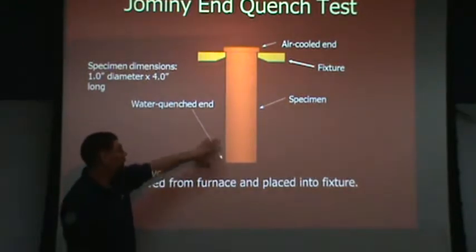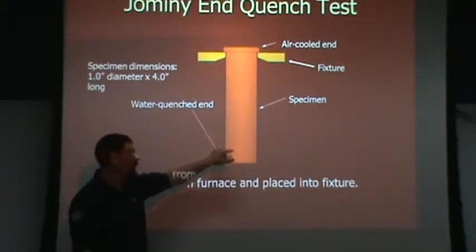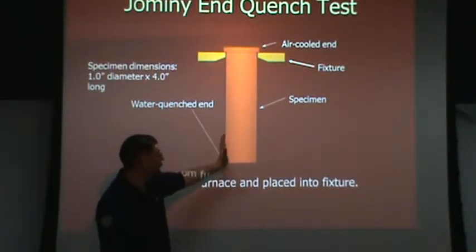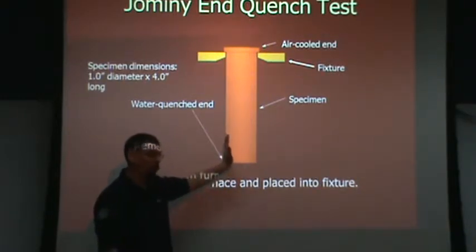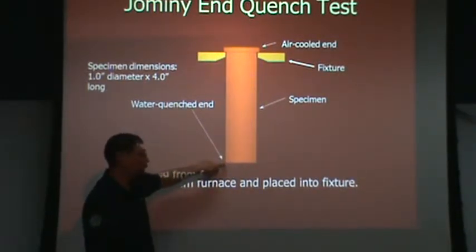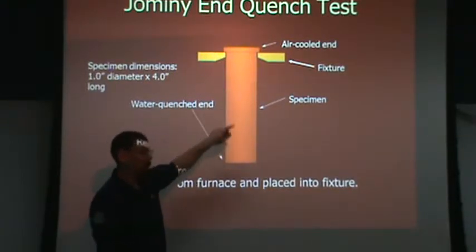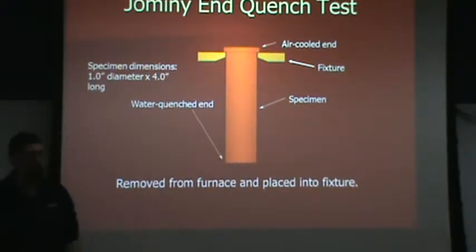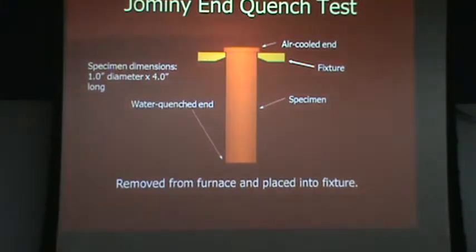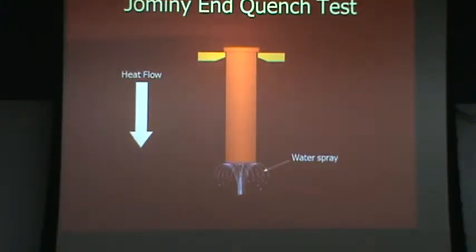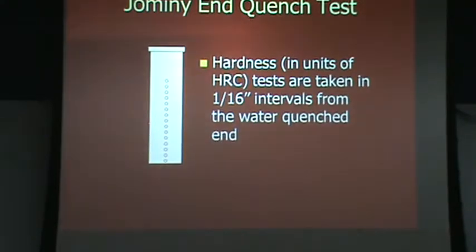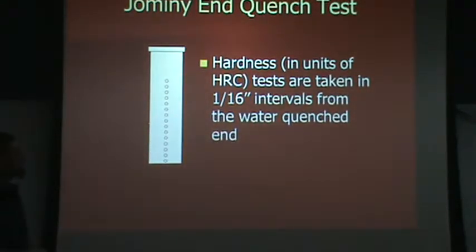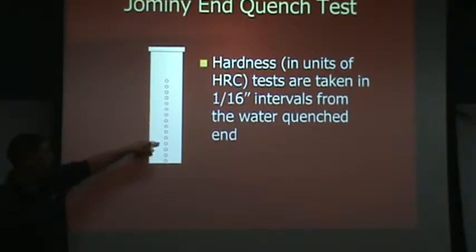And once the test is done and the specimen is cold, you grind flat surfaces 180 degrees apart, and you do Rockwell C measurements starting at this corner, moving back this direction, and you do them at 1/16 inch intervals. And you might even have a little fixture for doing that here at the university. There's the water, and there's an illustration of what the indentations look like. So each position has a different cooling rate.